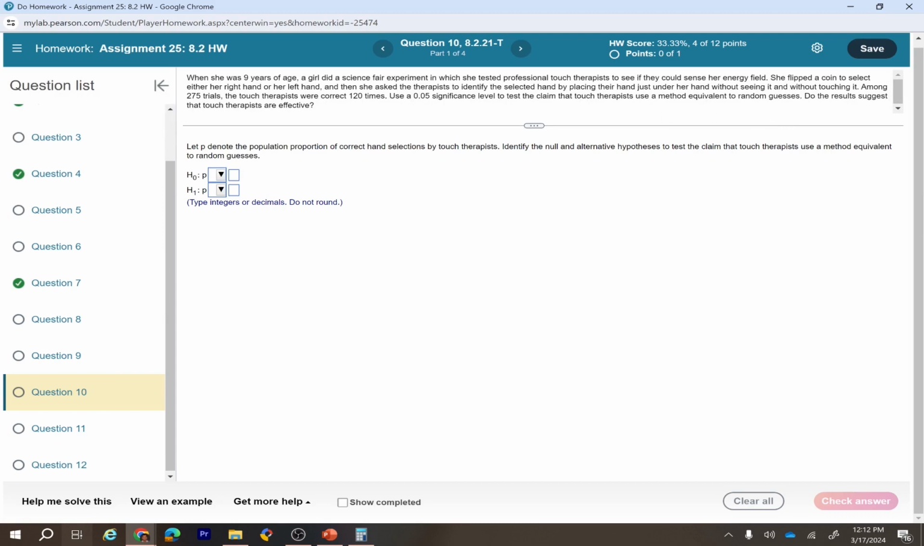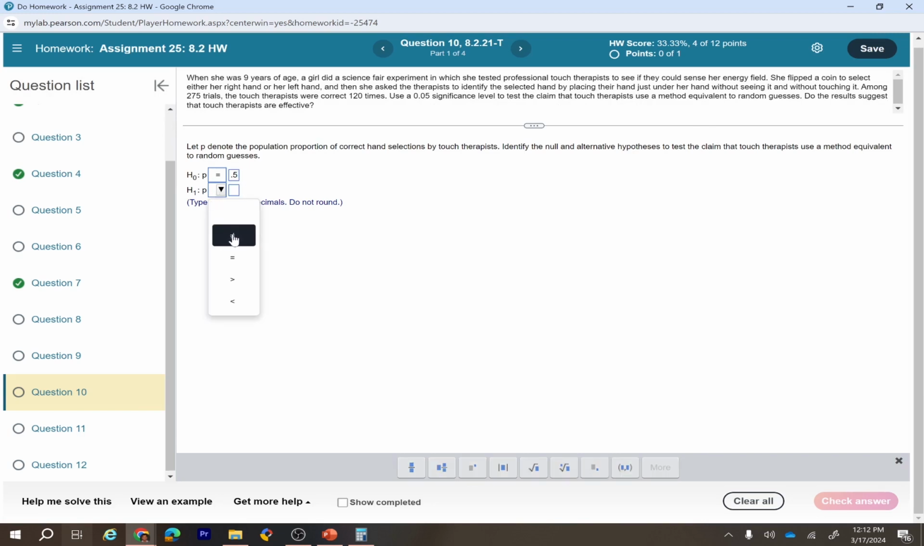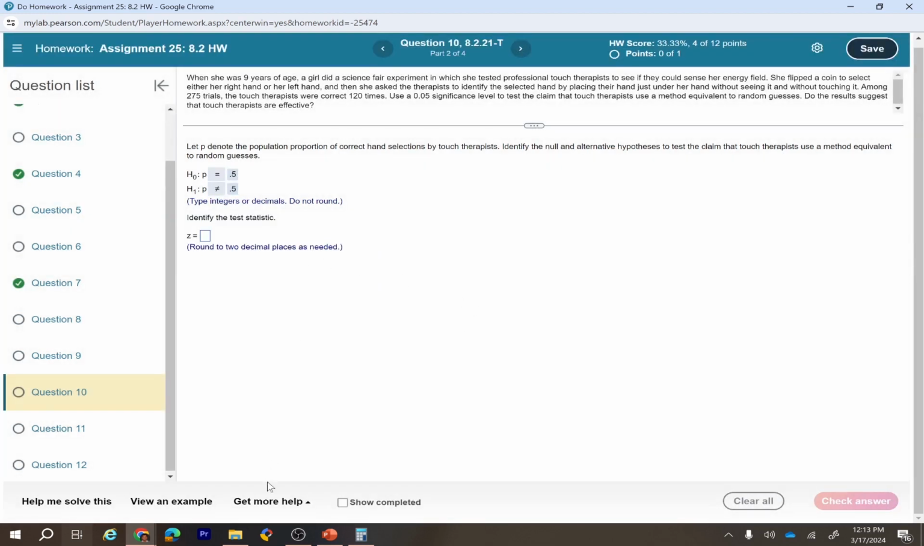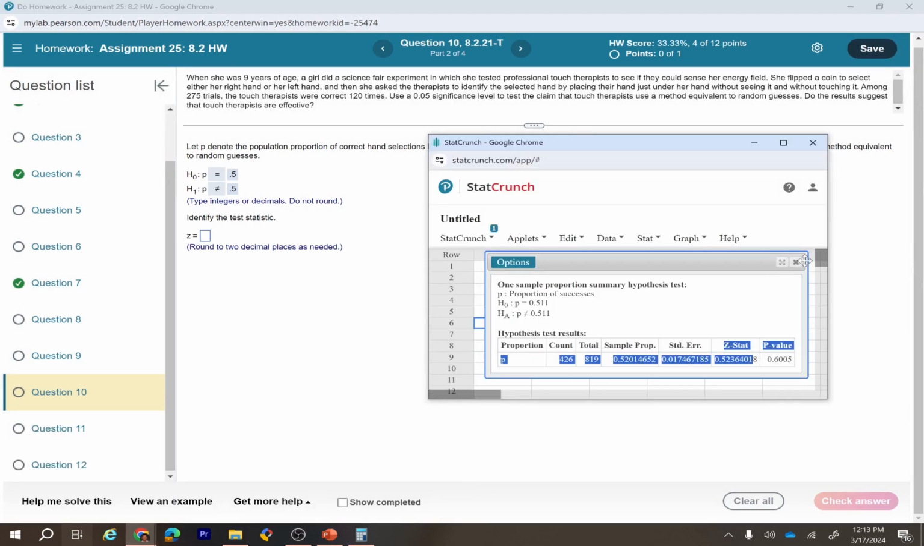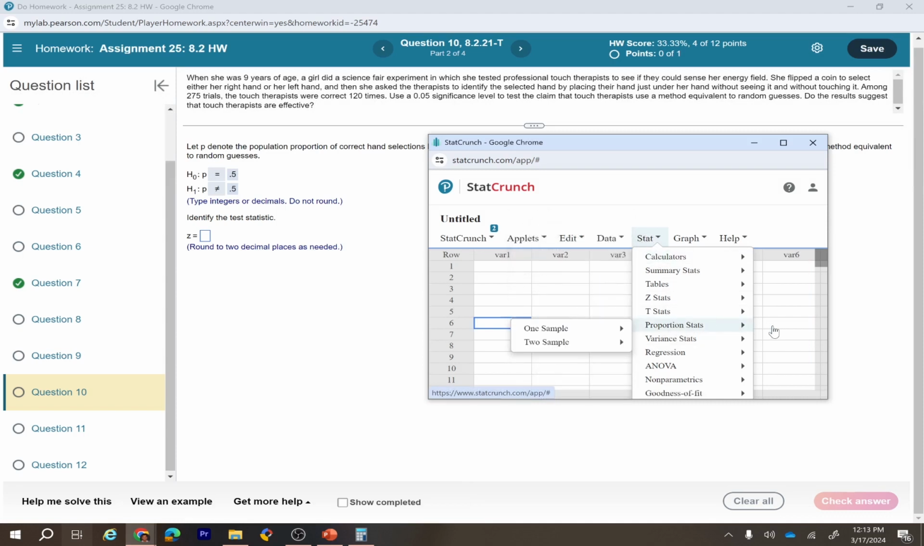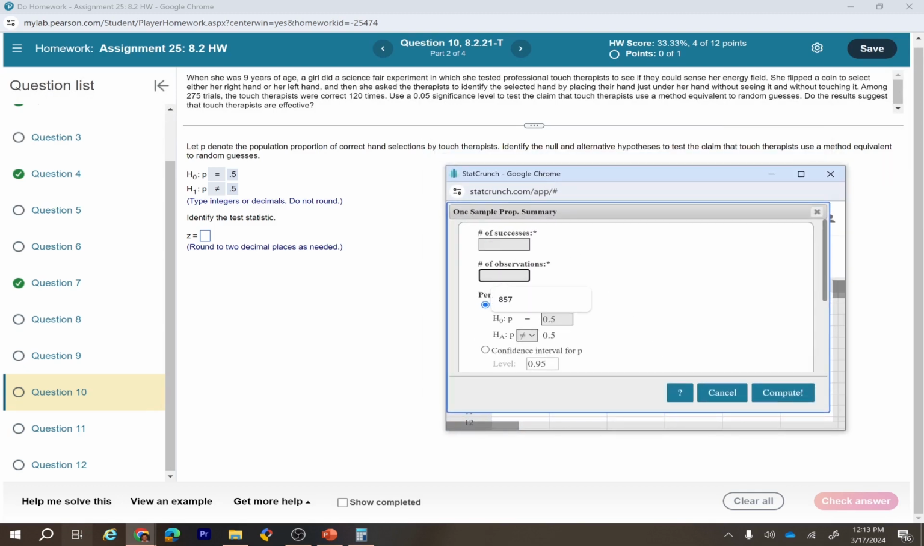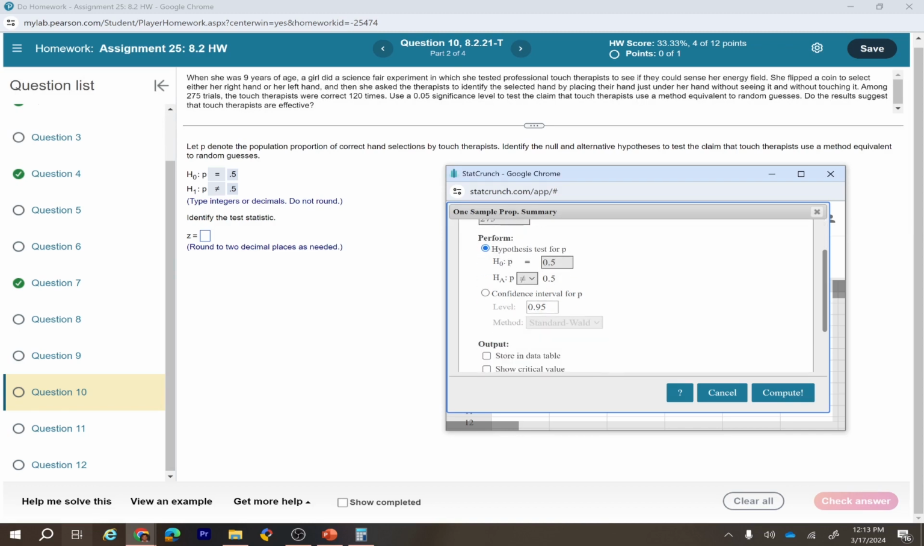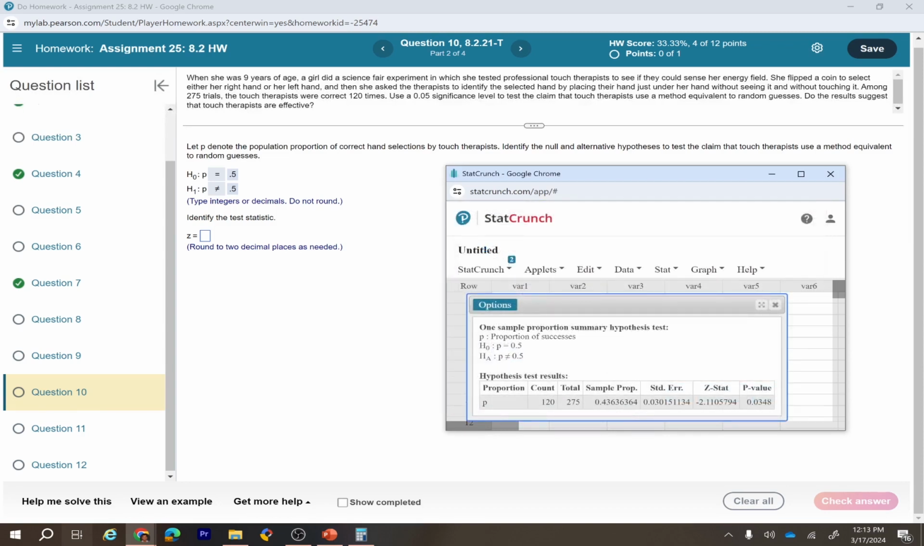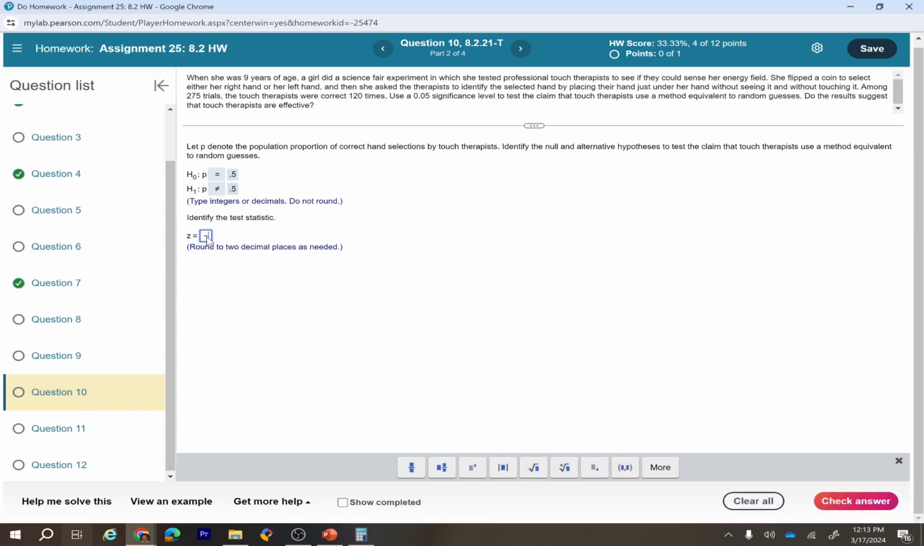Okay, so the claim is the touch therapist will be right 50% of the time. That's the random guess. So the claim is the proportion is equal to 0.5, and the alternative is not 0.5. So that's the null and alternative hypothesis. To find all other information, you can use StatCrunch. One more time, go to Stat, go to the proportion stat and fill out the information with the summary. Out of 275 trials, 120 times the touch therapist was right. And then this is the hypothesis test, 50% and not 50%, and if you hit compute, you find the Z stat, which is negative 2.11.